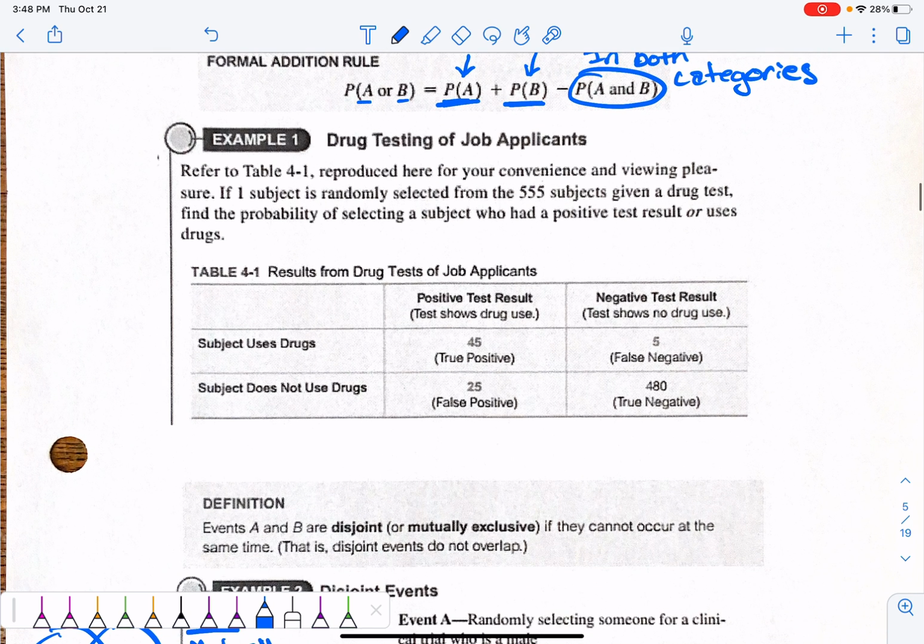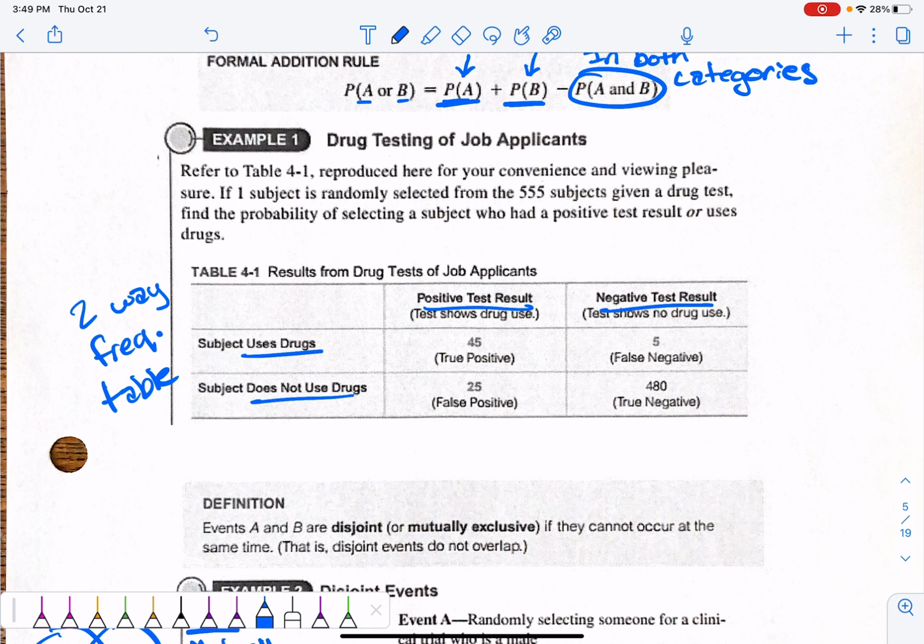Drug testing of job applicants. We have this contingency table, or this two-way frequency table, and the things going on are using drugs, not using drugs, positive test, negative test, okay? So what should happen is, if you are using drugs, you should test positive for drugs. That's happening. 45 people tested positive, and those were the people that were actually using drugs.